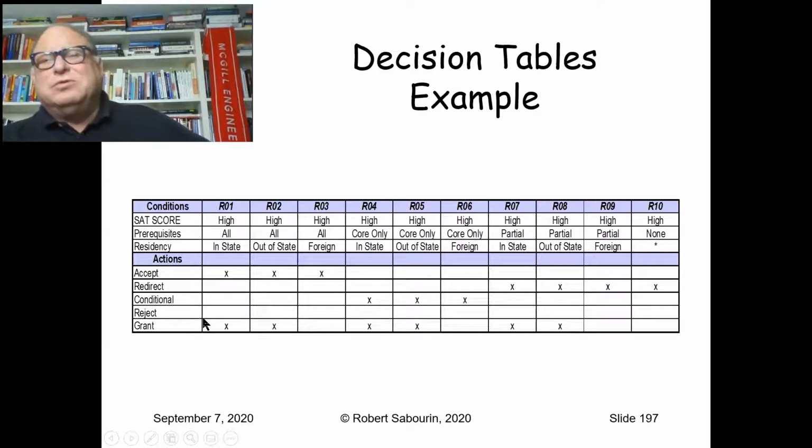Now, if we look at another rule down here, let's look at the 5th rule. If you have a high SAT score, you only have the core prerequisites and you live out of state, well, we're going to give you a conditional acceptance, but we're still going to offer you a grant.